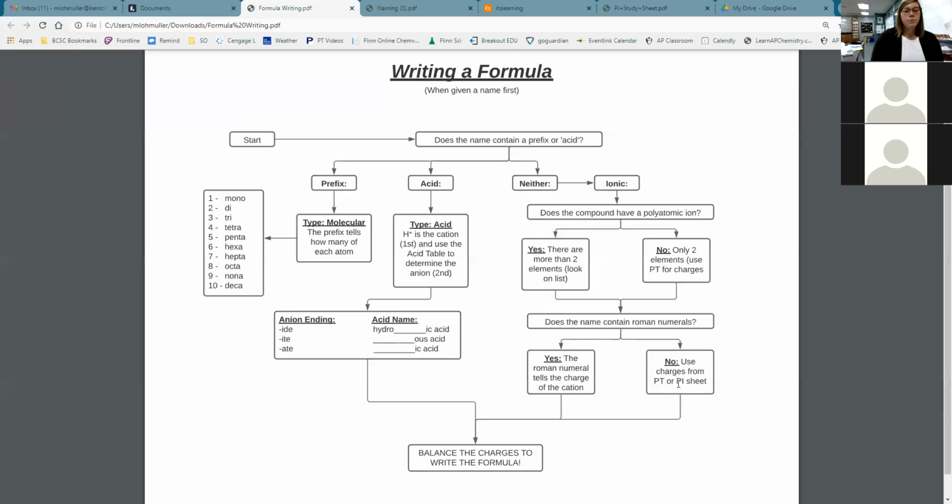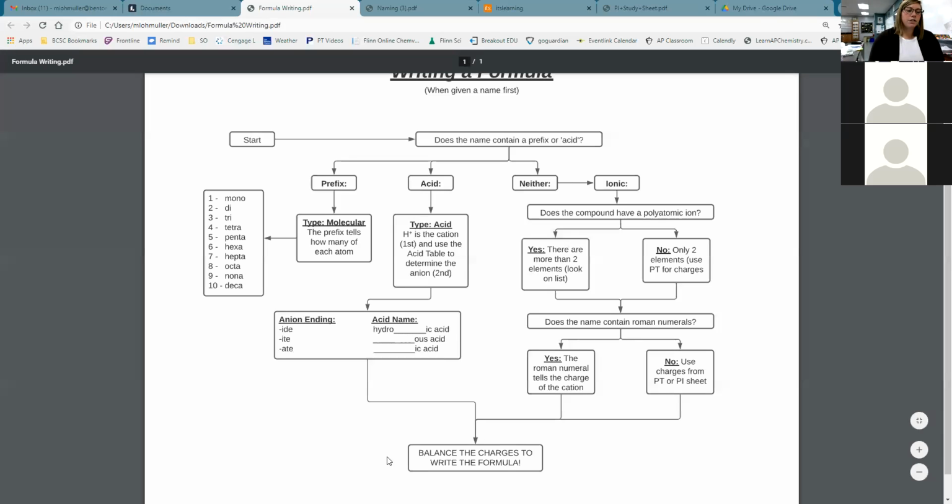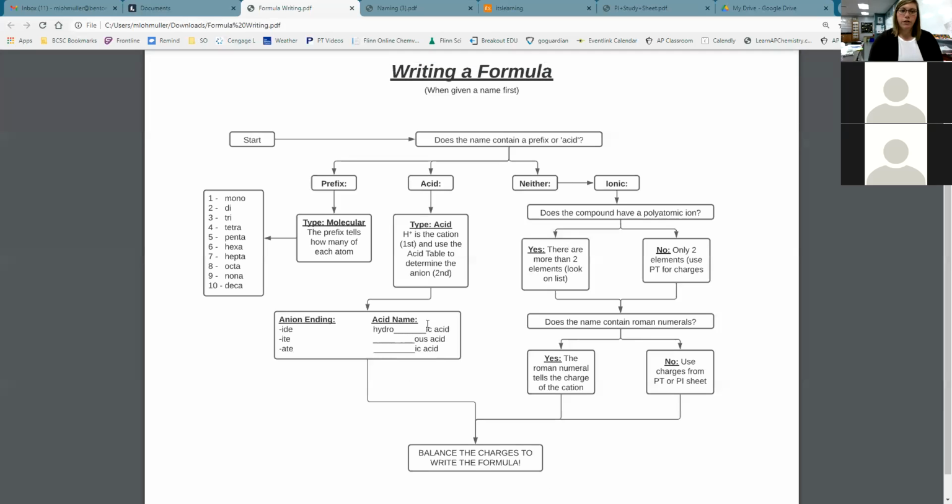But if it doesn't have a Roman numeral, then that means that it's probably from like 1A or 2A or 3A. And so +1, +2, or +3 would be its charge. Okay, so you just have to be careful with that. And then just like with acids, you have to balance the charges to 0 to make a neutral compound for it to be written correctly.